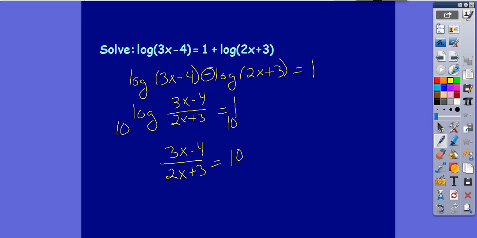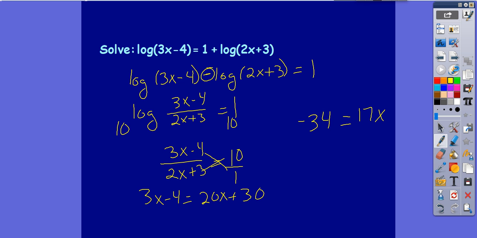So I'm going to cross multiply. I get 3x minus 4 equals 20x plus 30. I get negative 34 equals 17x, and then x equals negative 2. Plug it back in and check and see if it works. Because it does not, there is no solution.